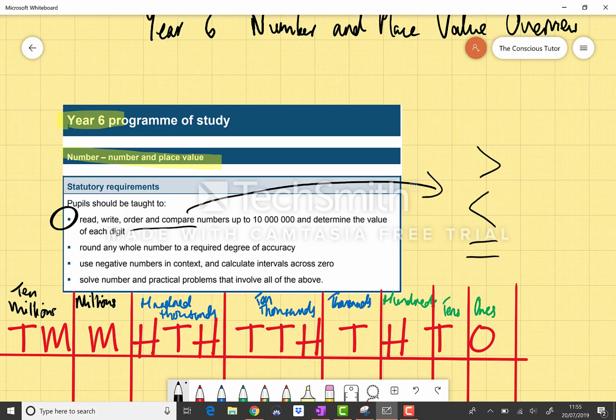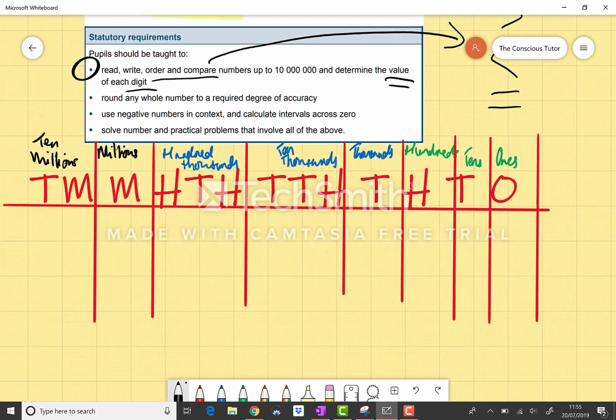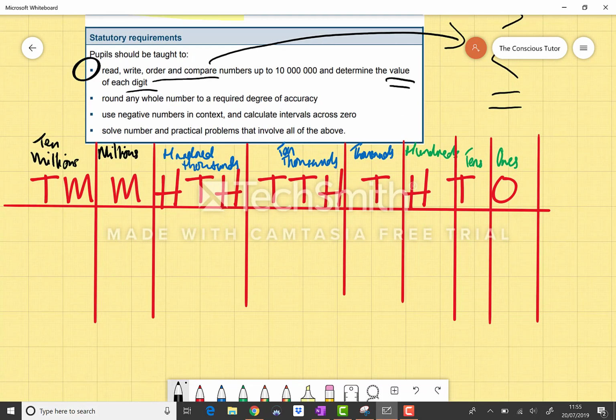So when comparing numbers, they need to be aware of the more than, less than and equal sign. And when ordering numbers, they need to be able to do that in ascending order and descending order. Ascending order is from smallest to largest, and descending order is from largest to smallest. Children also need to know the value of each digit in a given number.